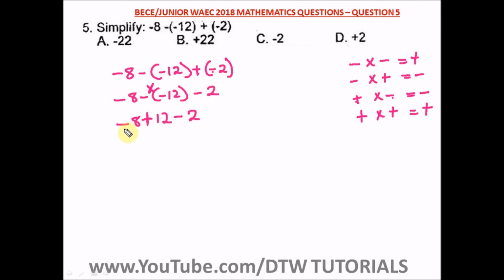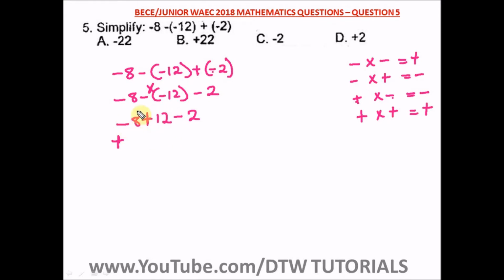The next thing is minus 8 plus 12. What would that give us? The first thing is you look at the biggest number. What's the biggest number? That is 12. And what sign is the biggest number carrying? It's carrying a positive. So our answer to minus 8 plus 12 will carry a positive sign, the sign of the biggest number.